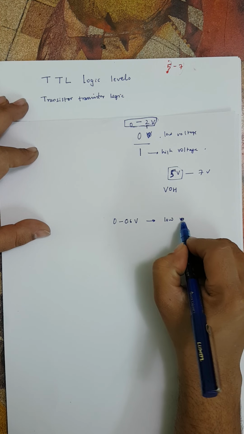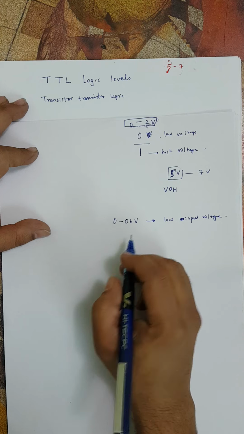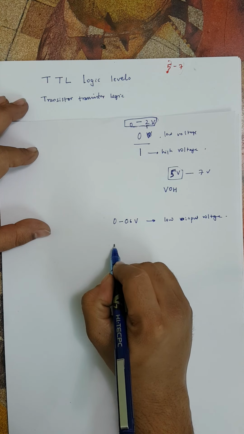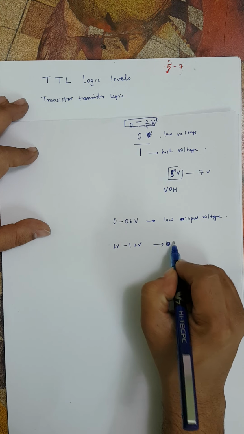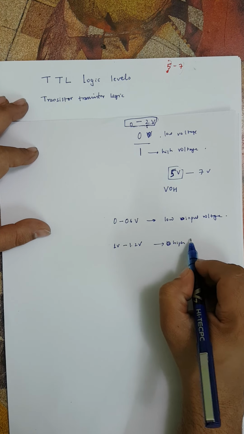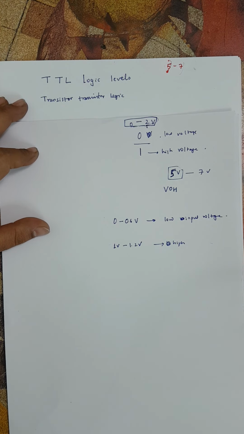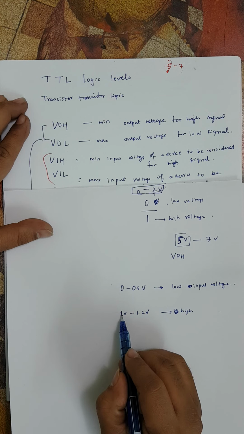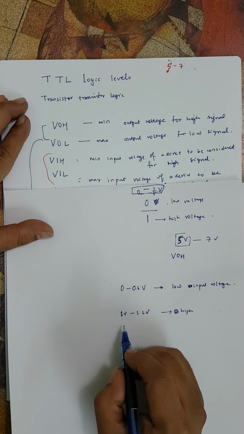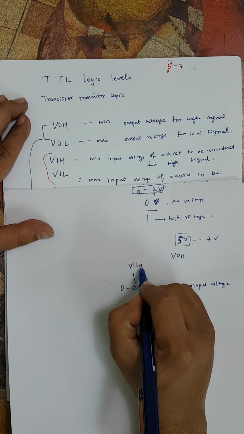low input voltage, and we can say that the higher input voltage can be, let's say, from 1 volt to 1.2 volt, which can be considered as a high input voltage. I'm just giving an example, you don't need to follow exactly these values. So this again will be called VIH, and this is VIL.